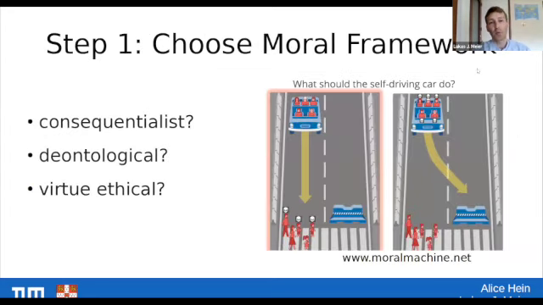Okay, how did we do it? First step, we needed to choose a moral framework. As you probably know, there are three main theories in the moral domain: consequentialist or utilitarian theories, deontological theories, that's Kantian theories, and virtue ethical theories. And we're familiar with them from cases like the one you see on the right. Most people prefer utilitarian decision rules for their car, so save as many people as possible. But when they themselves are in the car, they want something else, namely that the car protects them at all costs. And obviously, you can't have both at the same time. So there's a problem.